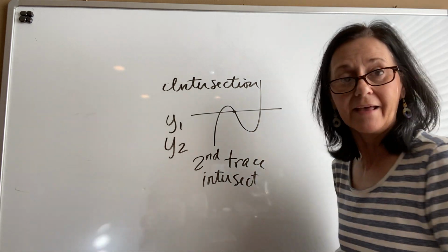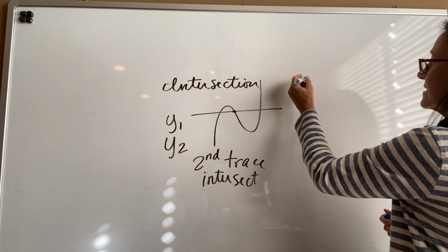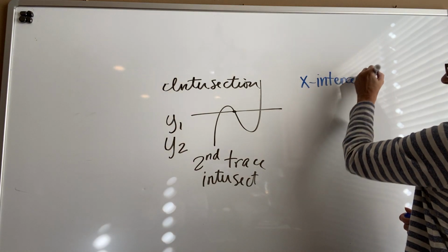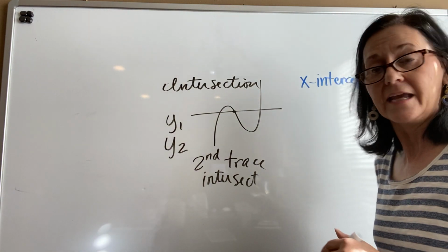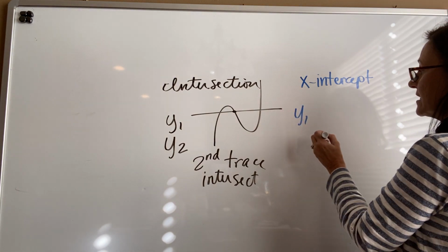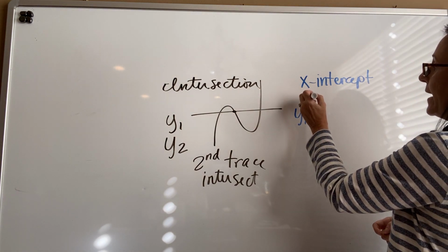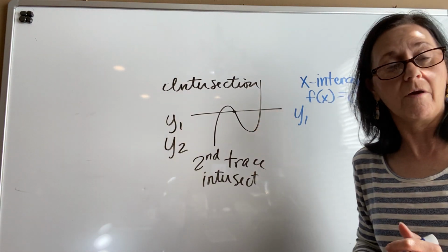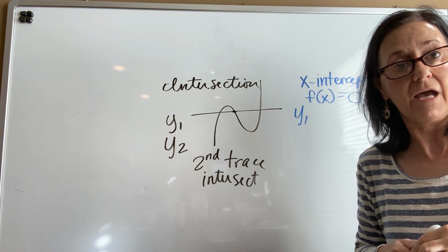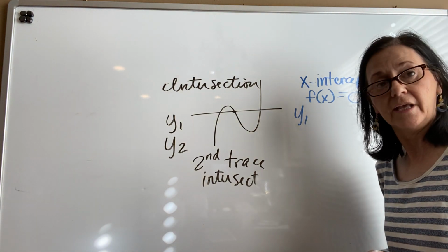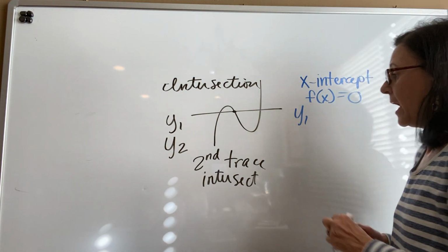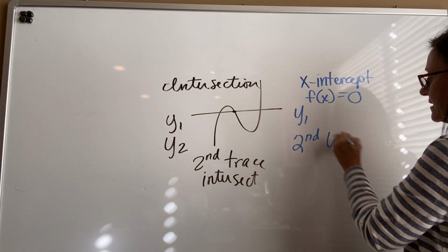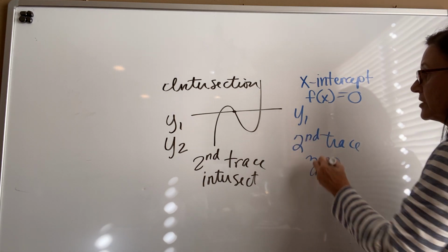The second method is the x-intercept method. In this case, you're going to just have a y sub 1. Your equation is going to be set to 0. So all your terms will be on one side, 0 on the other side. You'll put that one equation in y sub 1, and with your calculator, you'll do second trace 0. So the two different methods.